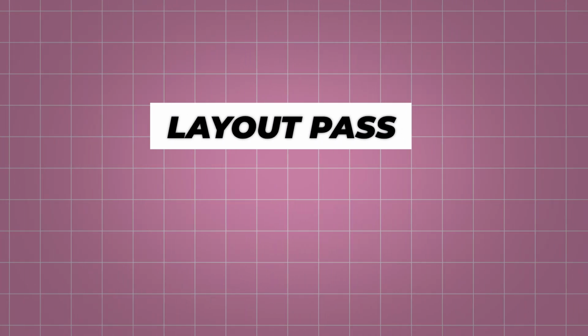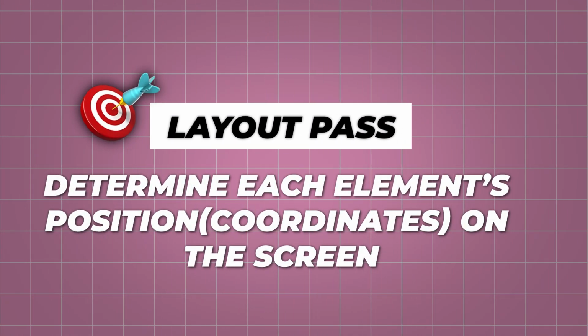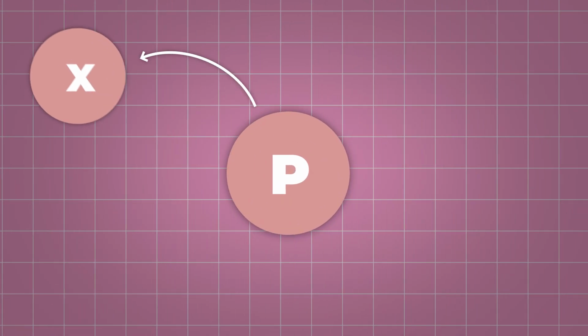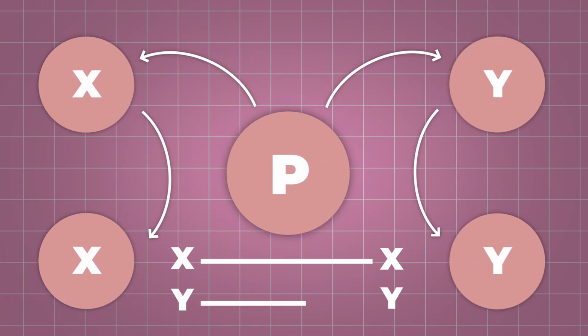Second, the layout pass. Goal: to determine each element's position coordinates on the screen. How it works: again, from the top down, now that each view knows its size, the parent tells each child, you go here, from X to X and Y to Y. Views remember their position. The layout logic depends on the view group. LinearLayout lines things up, RelativeLayout uses relative rules, etc.